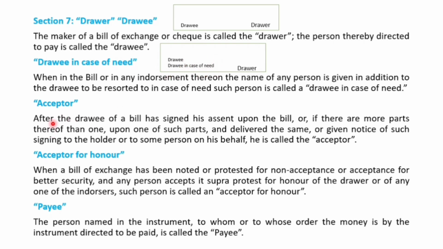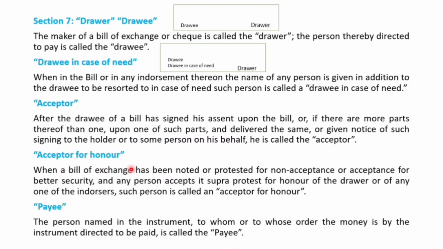So after the drawee of the bill has signed his assent upon the bill, or if there are more parts thereof than one, upon one of such parts and delivered the same, or given notice of such signing to the holder or to some person on his behalf, he is called the acceptor.